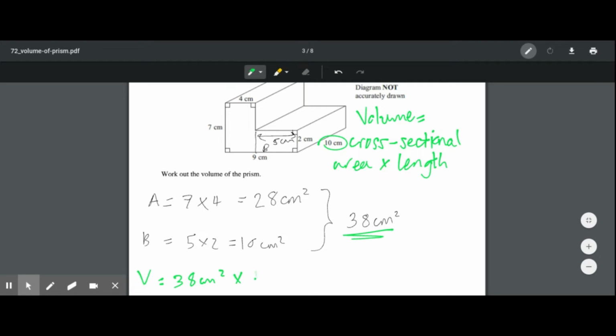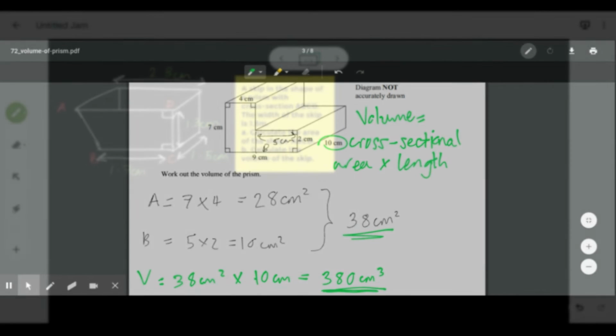Remember, the units are very important because it's a volume. The units are centimeters cubed. This is probably an extra mark in the exam that you could take on if you remember to add the units at the end of your answer. And that's the final answer.